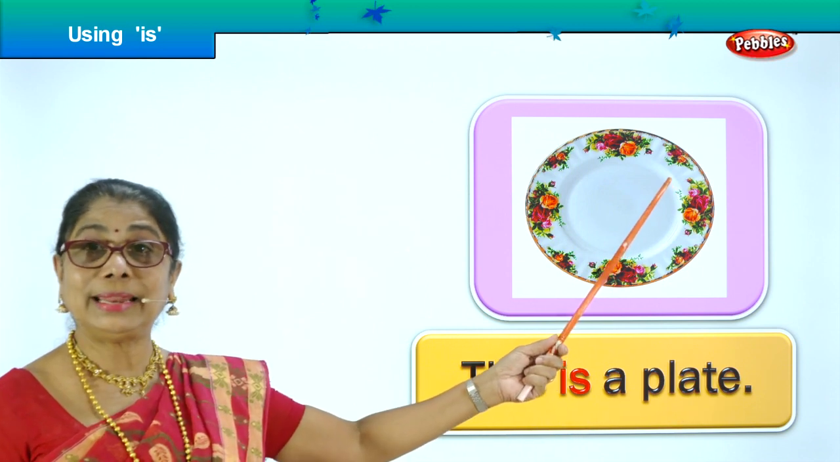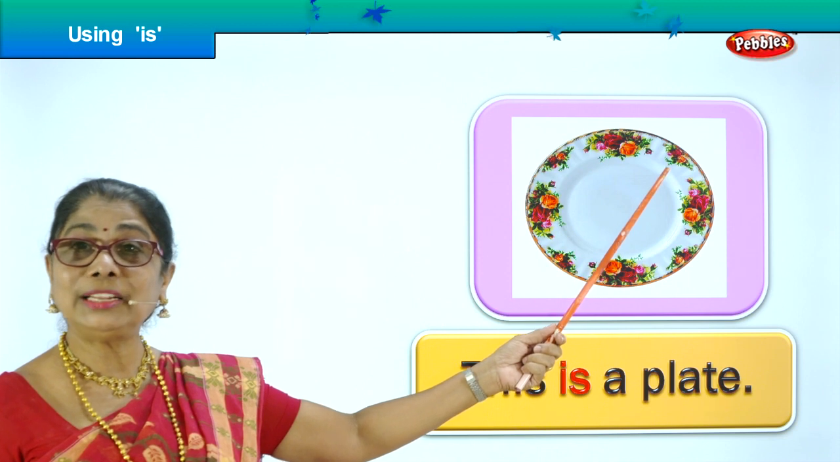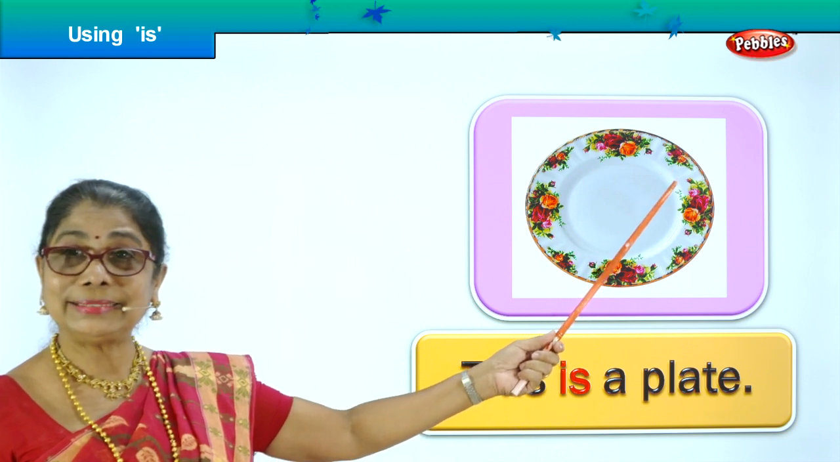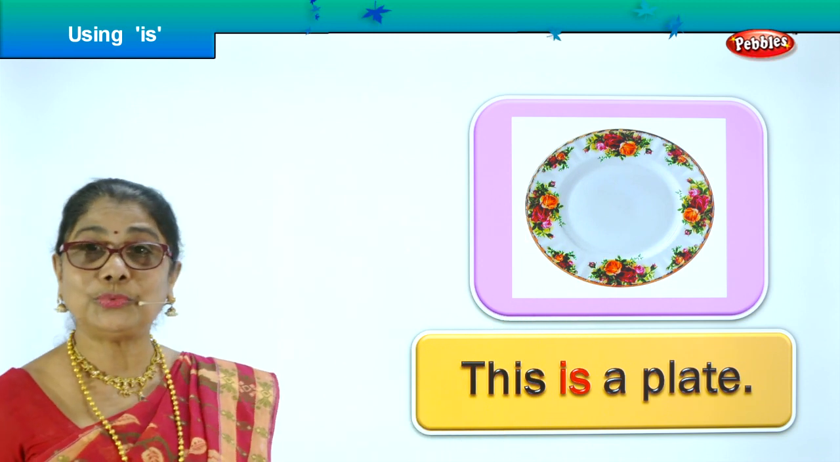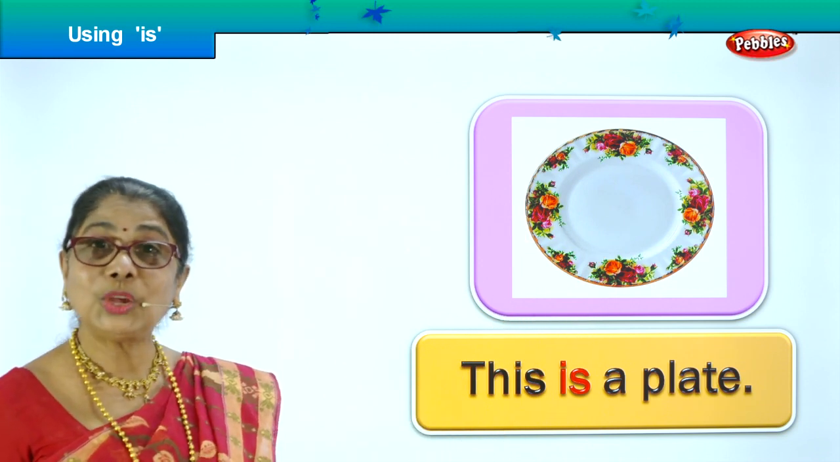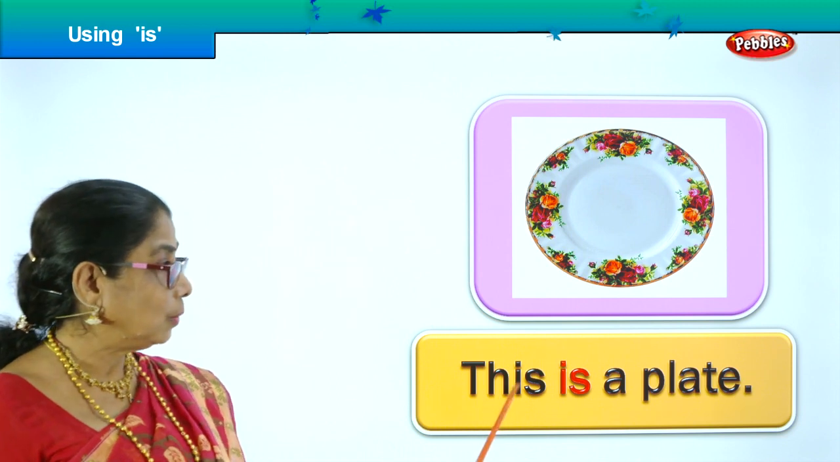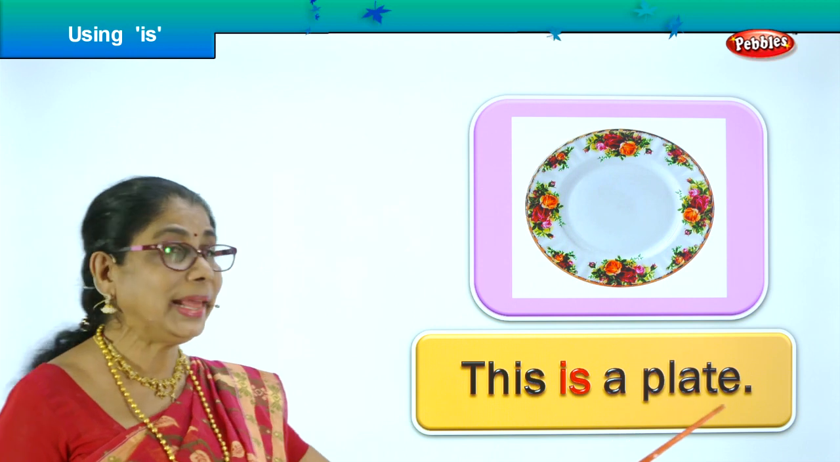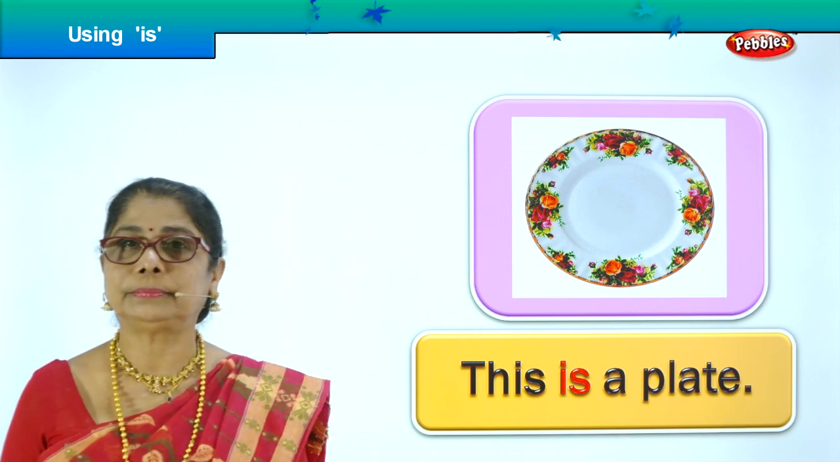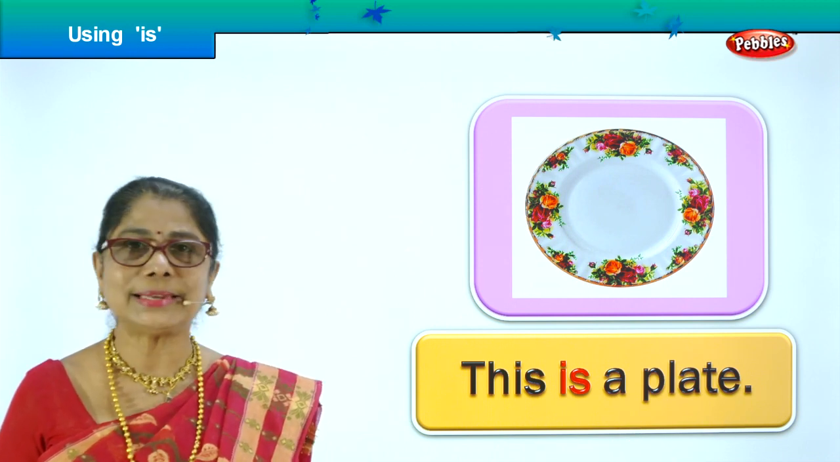You put things in it and eat. You can have your lunch, breakfast in it. Yes? And full of flowers on the plate. So beautiful. Look at the sentence with is in it. What is this? This is a plate. Good. Let's go to a new sentence now.